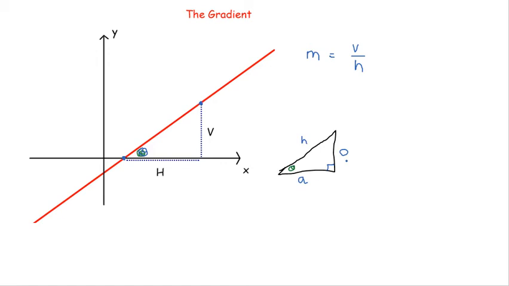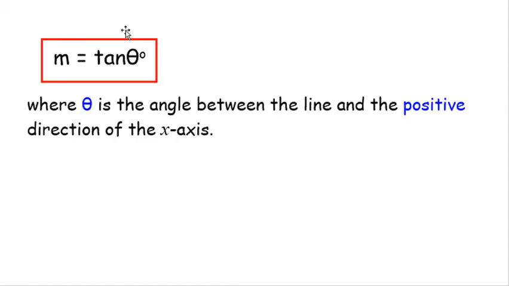So SOHCAHTOA tells us that if I was to do the opposite divided by the adjacent, similarly where I did vertical divided by horizontal, opposite over adjacent is what we call the tan ratio. So tan of that angle is equal to O over A. Now remember that O and A in this case were your vertical and horizontal. And we know if we do vertical over horizontal, well, that's just the gradient, that's just M. So what we get is a nice new formula for the gradient. So the gradient of a line can also be given by this formula here, M equals tan theta.